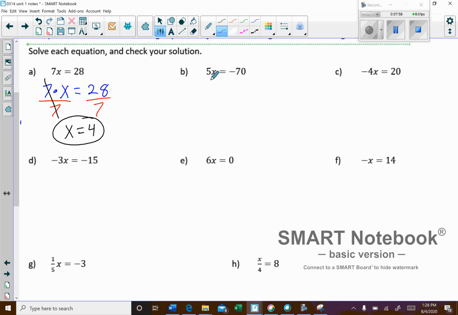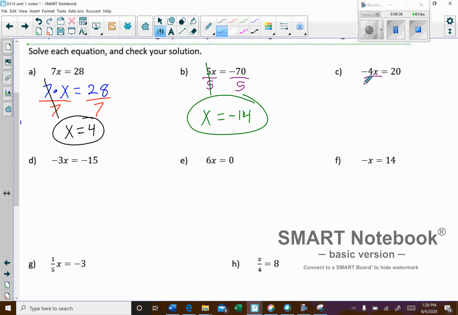Our next one, I have 5 times x equals -70. So if I want to nullify that times 5, I'm going to divide by 5. So I'm going to divide both sides by 5. That cancels out here to isolate the x. So x equals, and I believe that will be -14. I had a negative divided by a positive, so it gave me -14.